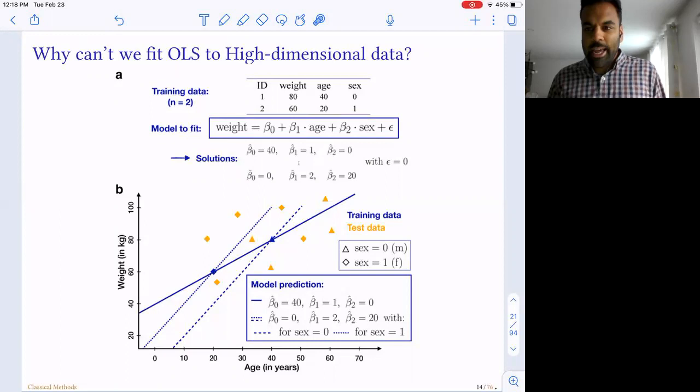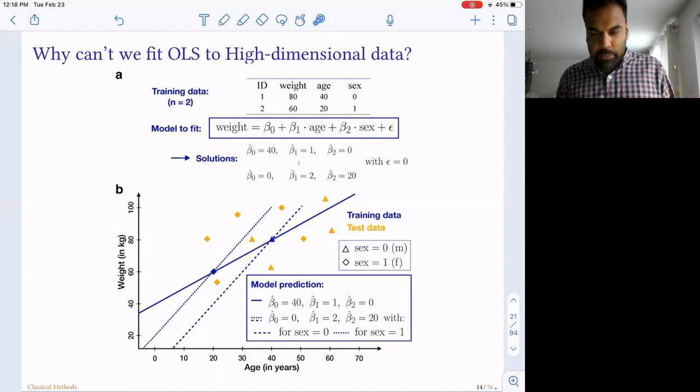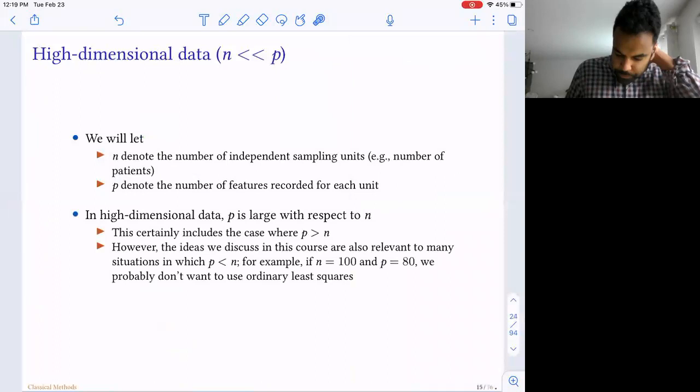So that's the fundamental problem. It's not that there are no solutions, which I think sometimes gets said in the literature mistakenly. It's the fact that there are actually too many solutions and we don't know which one to pick. So that's why we can't fit OLS to high dimensional data, in a very simple setting here. But this generalizes, of course, to many more covariates.